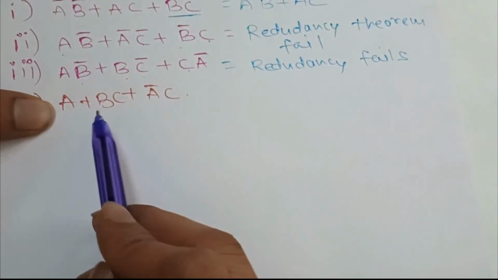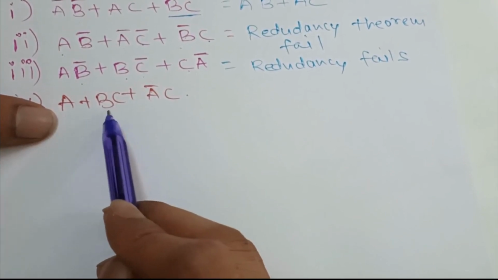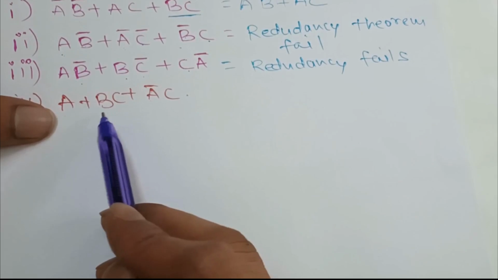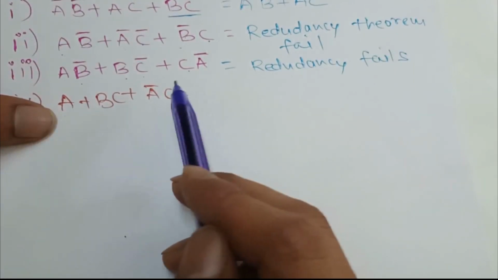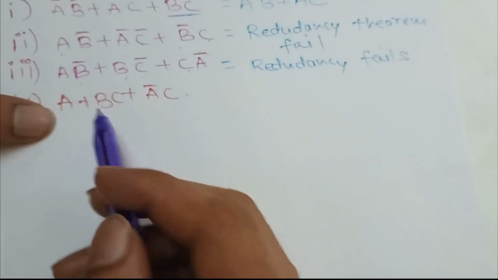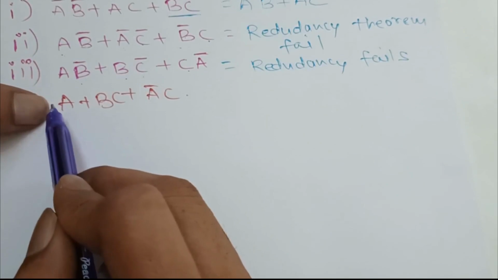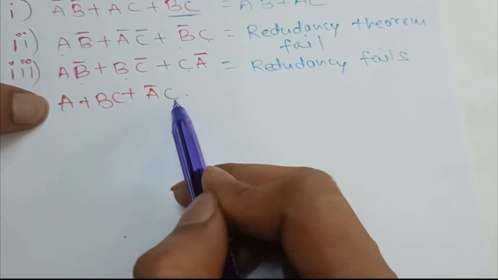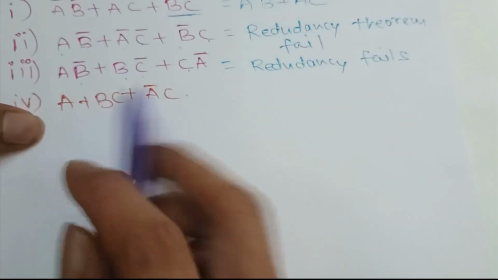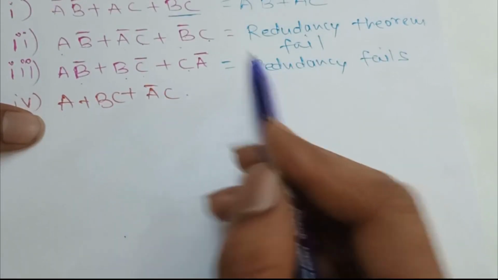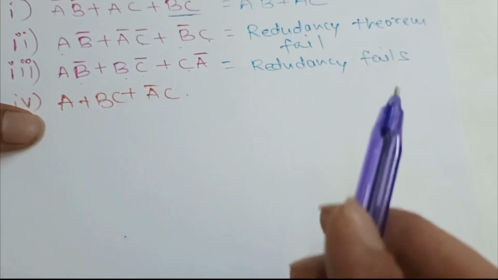Next, for B, it is present in one form only. There is no complement form of B. C is present in only one form. So we'll see whether the redundancy theorem is applicable or not. Along with that A, there is no term, which means 1 is there. Along with that A bar C is there. We are going to see whether C is present in the entire equation or not. Means 1 dot C is going to be C, right? So C is not there in the entire equation. So the redundancy theorem fails over here.